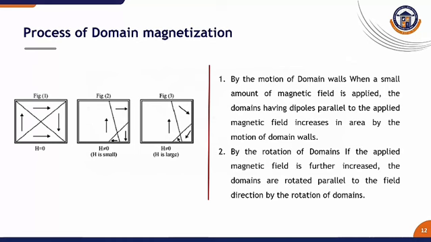And then the process of magnetization. Magnetization occurs through domain wall motion and domain rotation. When a small field is applied, the domains align, the field grows, and domain wall motion occurs. And then domain rotation: when the field is further increased, the domains rotate. As a result, the entire material becomes strongly magnetized.